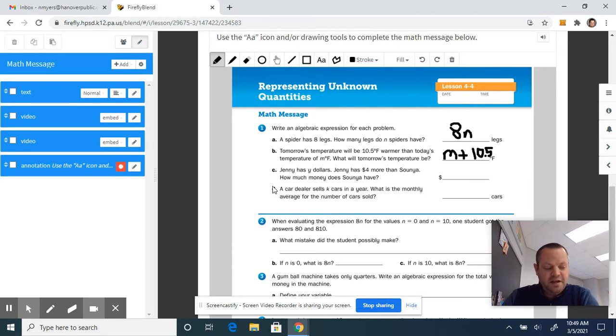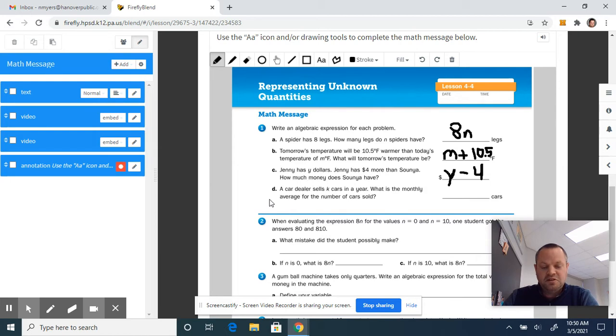Letter C: Jenny has Y dollars. Jenny has 4 more than Sonia. How much money does Sonia have? Again, we cannot solve this. All we can do is set it up. So I'm going to use Y, that's the variable they gave us. I know Jenny has 4 more than Sonia, so I'm going to subtract from Jenny's amount to find what Sonia would have. For example, if Jenny had $10, I'd put 10 in for Y, and 10 minus 4 would be 6. I don't know that, so all I can do for this problem is write the expression.